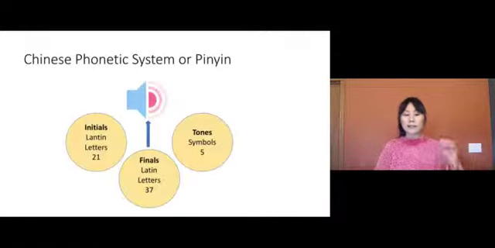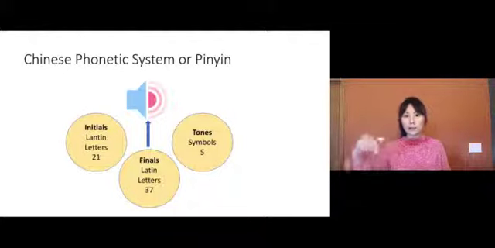Let's go back to this word. This word means I in Chinese. The pronunciation is wǒ. So the 3 parts: the initial is w, the final is o, and the tone is a third tone. So put together, it is wǒ.